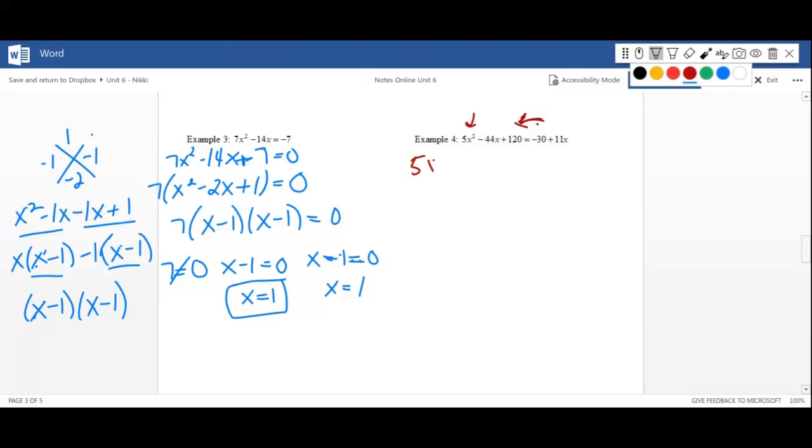So 5x squared will stay the same. When we subtract over the 11x, we'll get negative 55x. And when we add over the 30, we get 150. And now all of that is equal to 0. Again, you should notice here that everything is divisible by 5, so I'm going to take out a GCF to start.